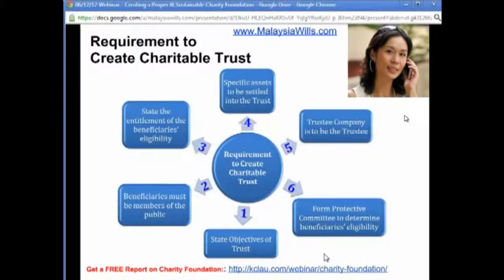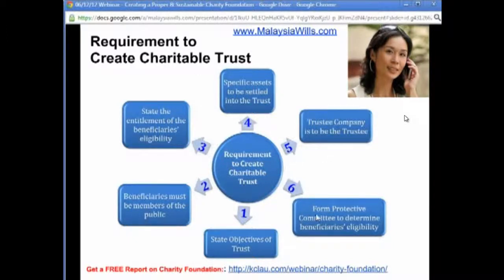The requirements to create a charitable trust are: number 1, state the objective of the trust. Number 2, the beneficiary must be members of the public. Number 3, state the entitlement of the beneficiary's eligibility. Number 4 is to specify the asset to be settled into the trust. Number 5 is the trustee company is to be the trustee. These are the requirements.